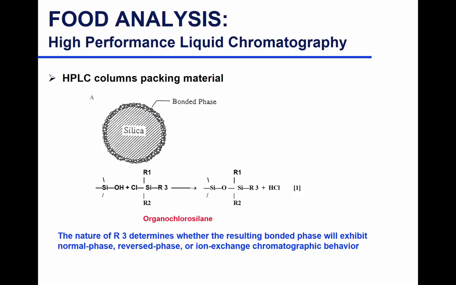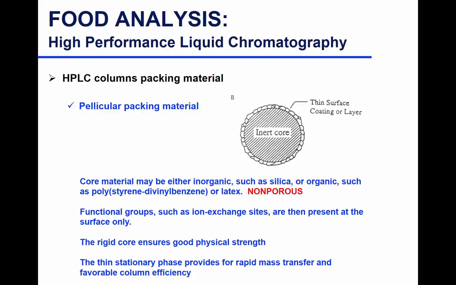So this is an example of a packing material where your packing material is both the stationary phase and the support. So you have bonded silica. The bonded silica could be either C18, hydrophobic, or it can be cation or anion exchange. So you will have either normal phase, reverse phase, or ion exchange. That's the bonded phase right there.